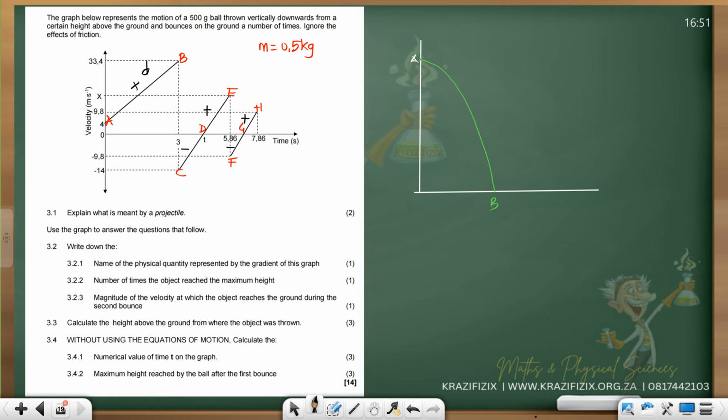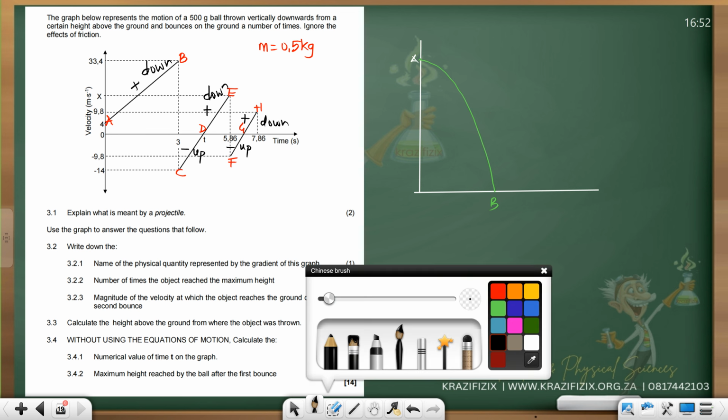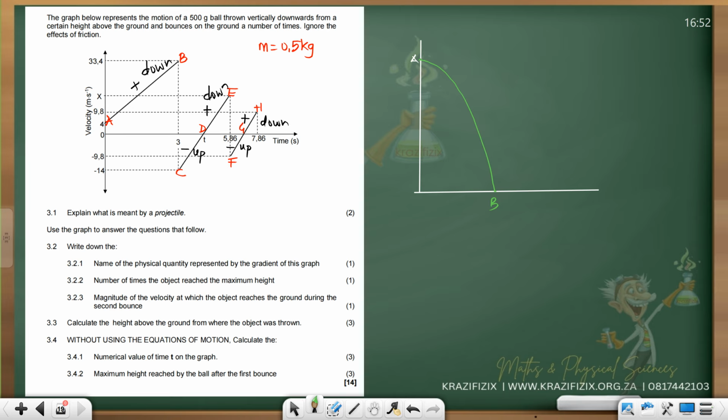So A and B is down. C and D is negative, so it should be going where? Up. D and E, that will inform our graph. F and G, negative is up. Okay, let's look at this now. So A and B, we said down. But it bounces back immediately, right? And reaches a maximum height D, which is 0, and then goes down again.